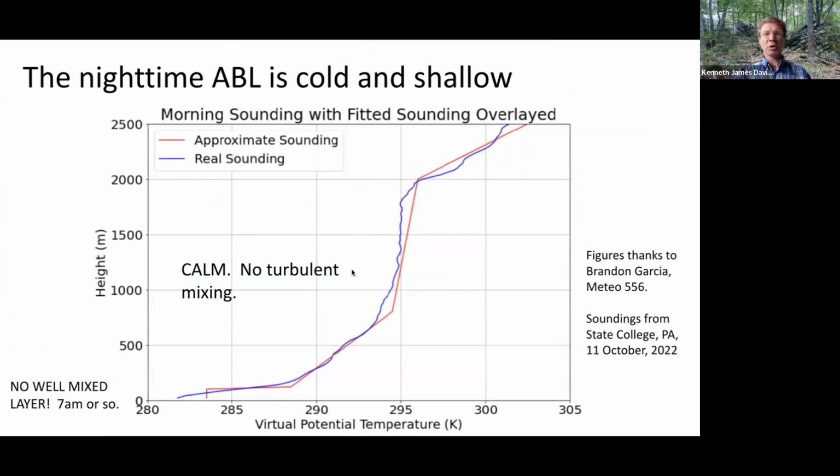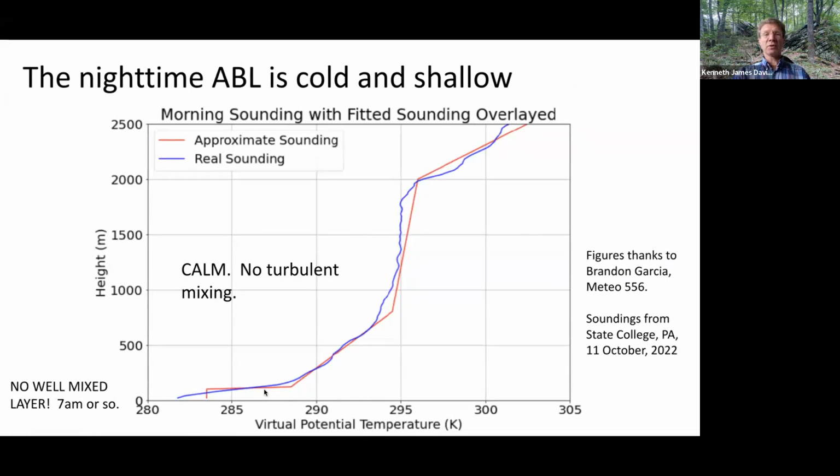Classic picture is to look at a mysterious quantity called virtual potential temperature, which I won't try to explain. But think of it as temperature versus altitude above ground. So this is 500, 1,000, 2,000 meters. And you see close to the ground, this is first thing in the morning. It's cold at the ground and it gets warm fast as you go up. This is stable conditions. You don't get much mixing in a condition like this.